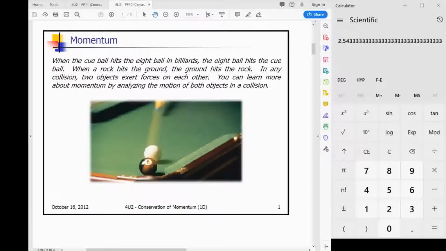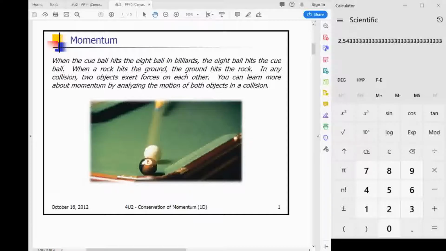We've talked about momentum. It's called a quantity of motion, is how Newton referred to it. And it is the product of the mass times the velocity of an object that is moving. If an object is not moving, of course, its velocity is zero, so it has zero momentum. So this slide here says when a cue ball hits an 8-ball in billiards, the 8-ball hits the cue ball. So there's the force of the cue ball on the 8-ball, there's a responsive force from the 8-ball to the cue ball. So both objects hit each other, even though one was stationary.